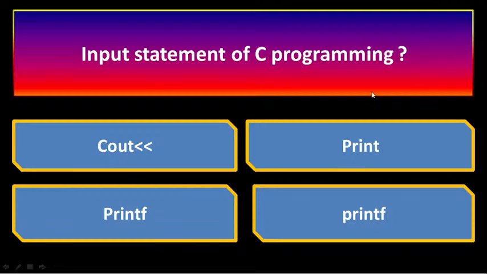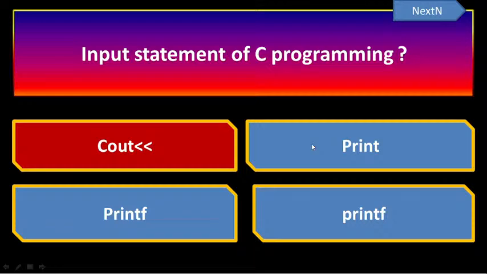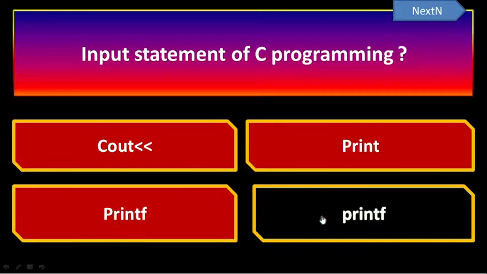In the fourth option, suppose if I selected the first one, it's wrong, the second one is wrong, the third one is also wrong, and if I selected the fourth option, it's the right answer because printf is the output statement. The third option is also printf, but in this printf, P is a capital, that's the reason it's wrong. And in the fourth option, printf has a small, lowercase letter p. That's the reason it's a correct answer. Is it clear?